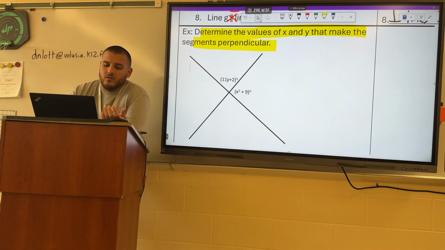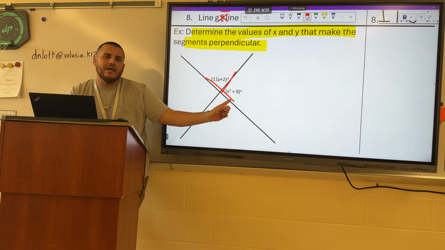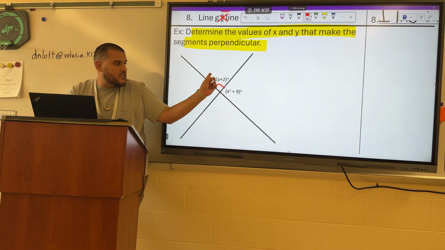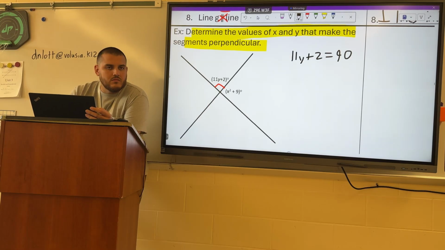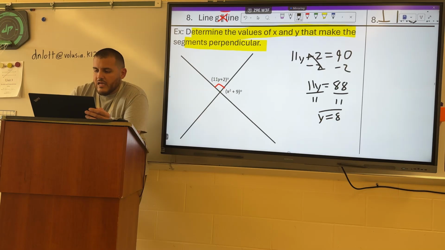So that means we can have two separate equations here to solve for x and y. Because yes, I know linear pairs have to add up to 180, but I can't have the y and the x, two different unknowns, in that same equation. But I do know that because we're treating these lines as perpendicular, each of these angles has to equal 90. So I can use the equation 11y plus 2 equals 90 to solve for y. To get 11y by itself, I would subtract both sides by 2 to get 11y equals 88. Then I would divide both sides by 11 to get y equals 8.